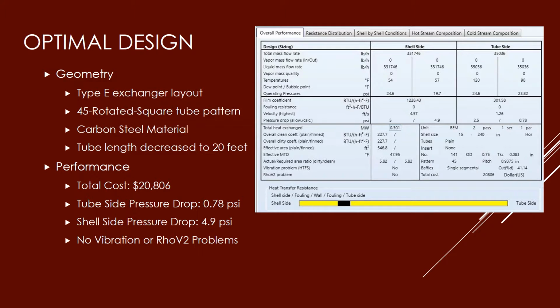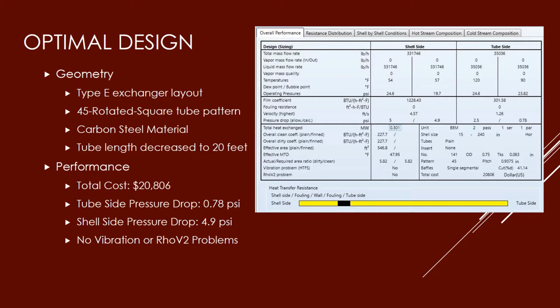After several iterations of testing, an optimal design for the heat exchanger system is found. The geometry used for the system used a Type E heat exchanger layout for a single pass with a 45 degree rotated square tube pattern to change the inside baffles for the system. Carbon steel is the material chosen to be used for low maintenance costs of construction, with a tube length decreased to 20 feet to fit within the specified parameters.